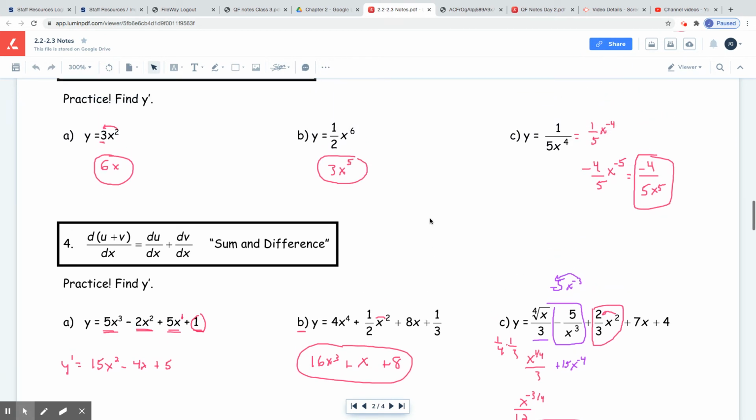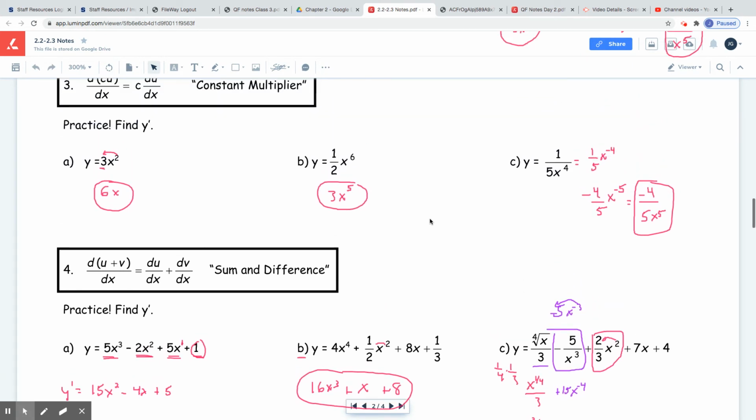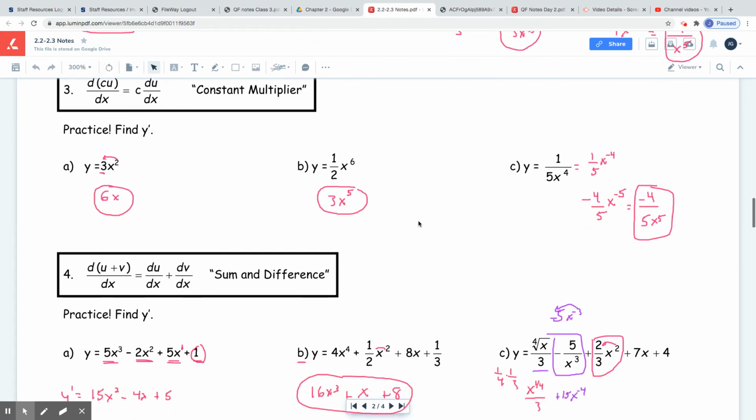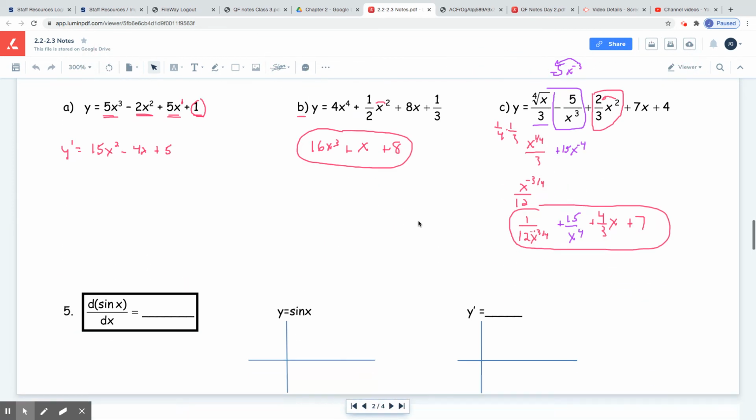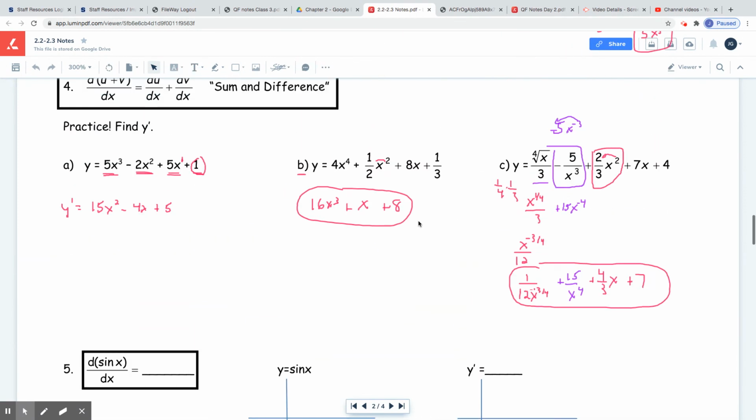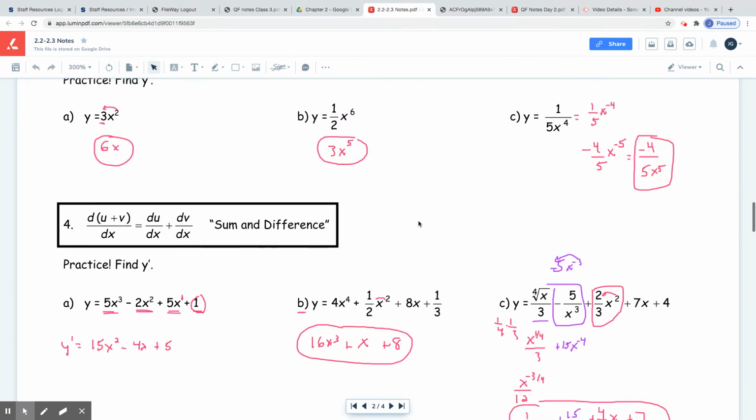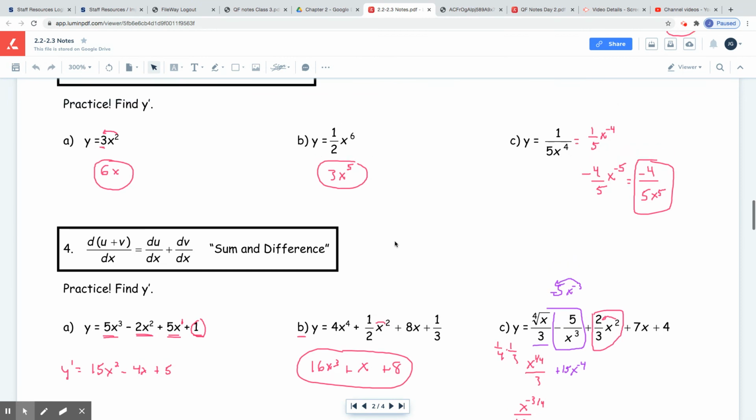And like I said, I'm going to stop here for now. We're going to practice using these rules throughout the next week. And we'll actually learn a little something else. We'll do some trig stuff, and we'll learn some product and quotient rules as well. But for now, we're just going to stop here, and hope you guys have a great weekend.